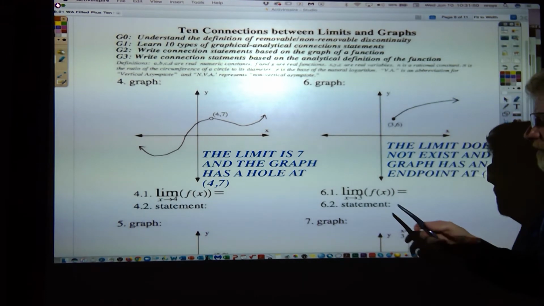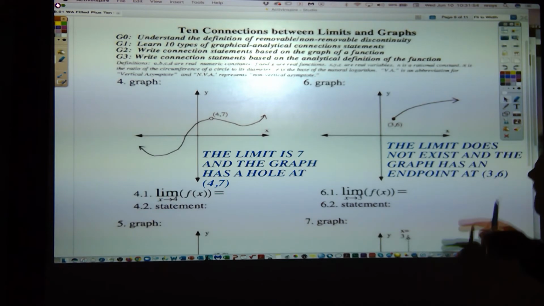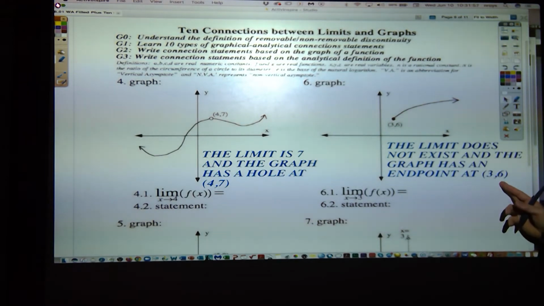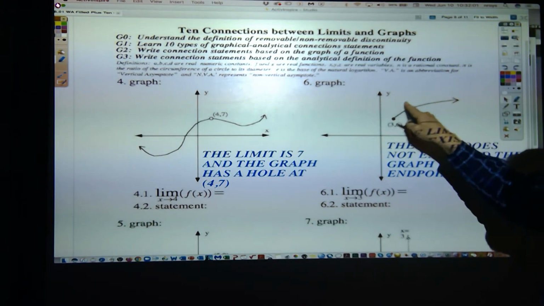If this had been the limit as x approaches 3 from the right, then you would have said the limit is 6 and the graph has an endpoint at 3 comma 6. But this is a double-sided limit. The limit as x approaches 3 from the right is 6.